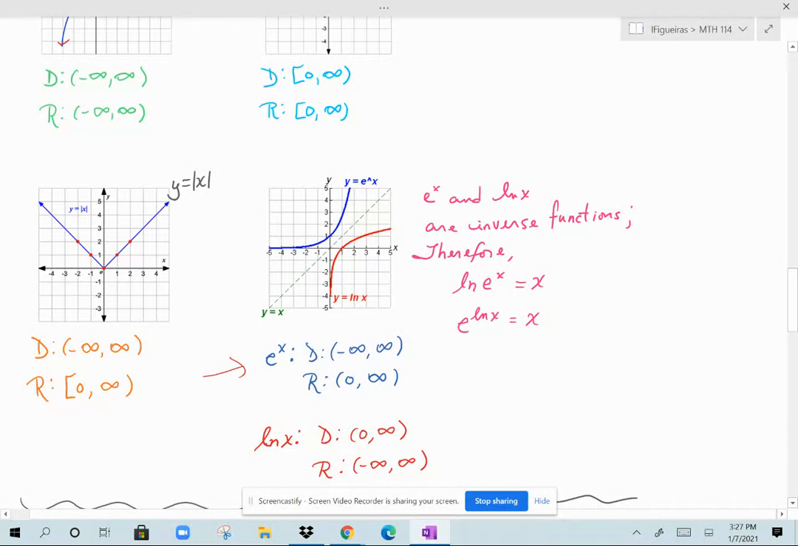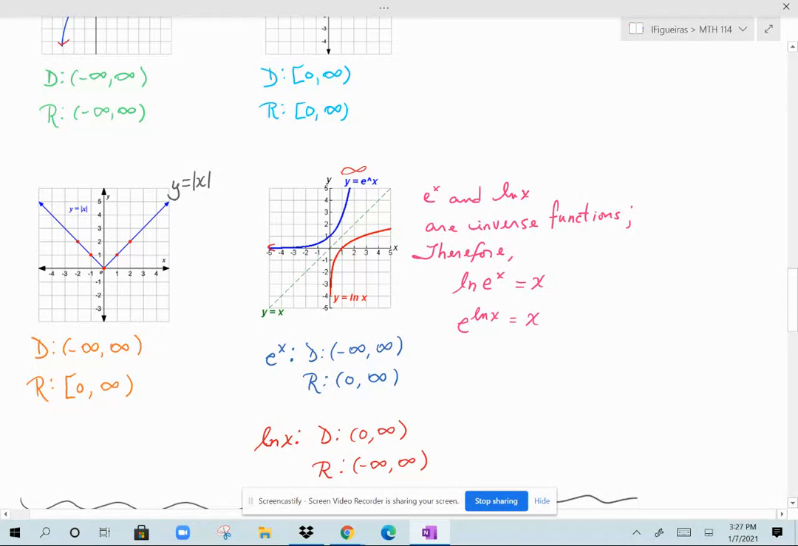The domain of e to the x is all real numbers. The range is from 0 to infinity, but this never quite touches the x-axis, so that's why the 0 here is an open interval, not closed, and then it grows very quickly.